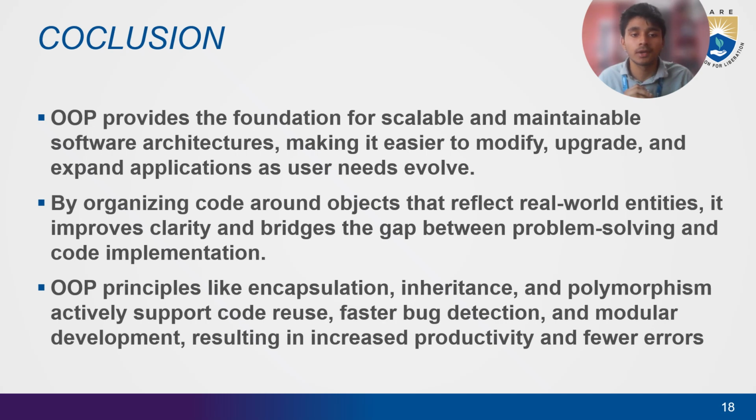Conclusion. Object-oriented programming provides the foundation for scalable and maintainable software architecture, making it easier to modify, upgrade, and expand applications as user needs evolve. By organizing code around objects that reflect real-world entities, it improves clarity and bridges the gap between problem solving and code implementation. Object-oriented programming principles like encapsulation, inheritance, and polymorphism actively support code reuse, faster bug detection, and modular development, resulting in increased productivity and fewer errors.